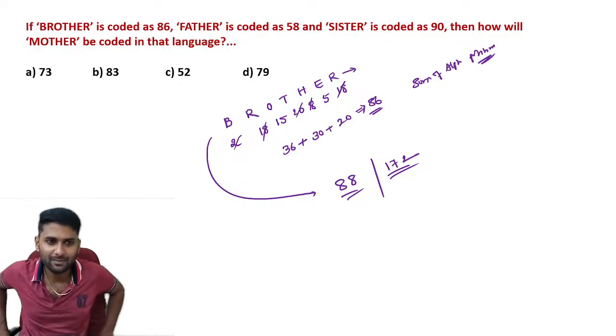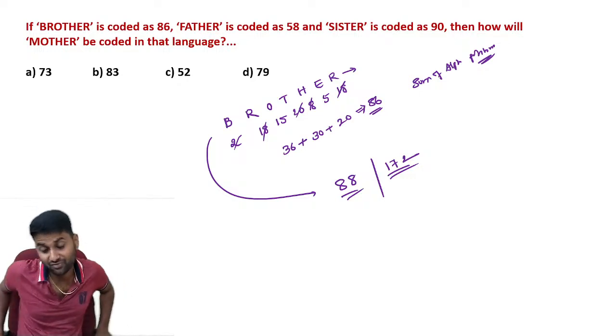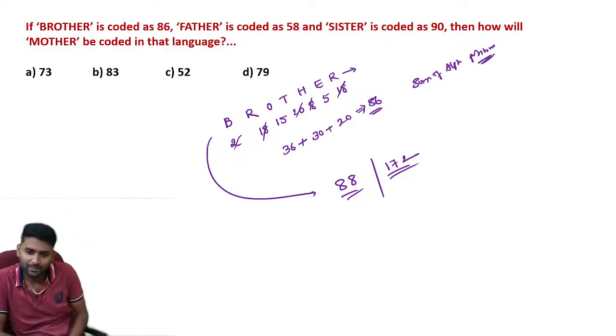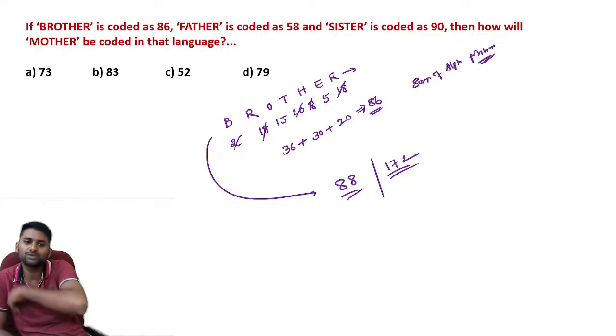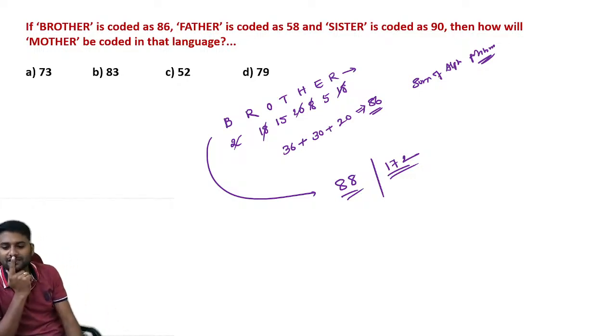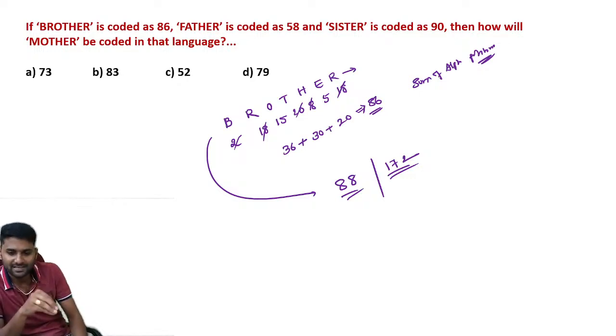But if brother is given as 88, or brother as 172, what is the logic? Tell me the logic. Why? Because it can be coded in different ways. So I'm using two logics here. You guys tell me what the answer is: how brother is coded as 88, how brother is coded as 172. And I want the exact reason.